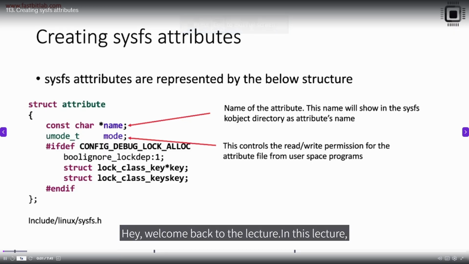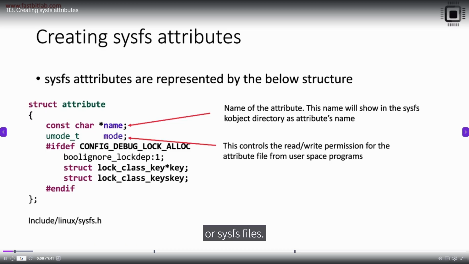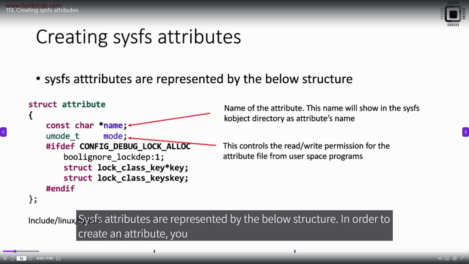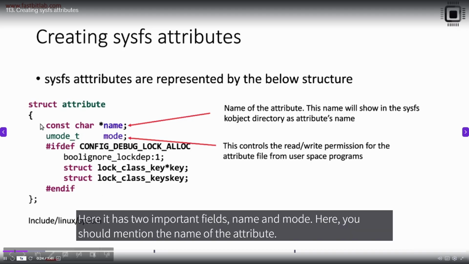Hey, welcome back to the lecture. In this lecture, let's understand how to create the sysfs attributes, or you can also call it k-object attributes or sysfs files. Sysfs attributes are represented by the below structure. In order to create an attribute, you should make use of this structure which is provided under linux/sysfs.h. Here it has two important fields, name and mode.